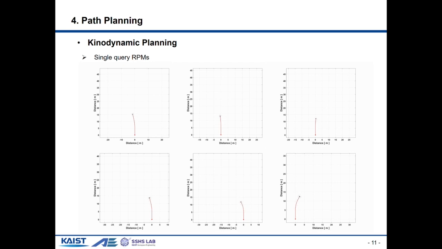Considering the dynamics of the flapping drone, a random path can be generated for each step. It can reach the final goal through this kinodynamic planning.